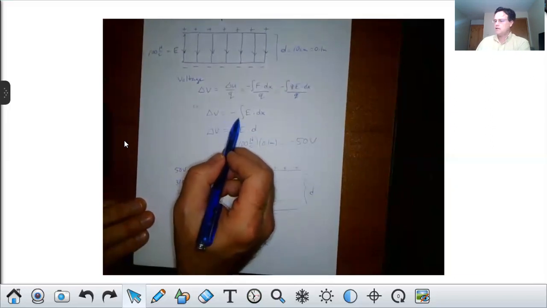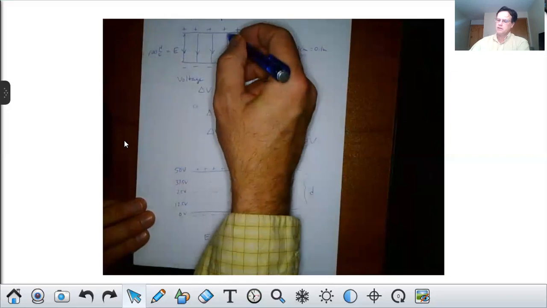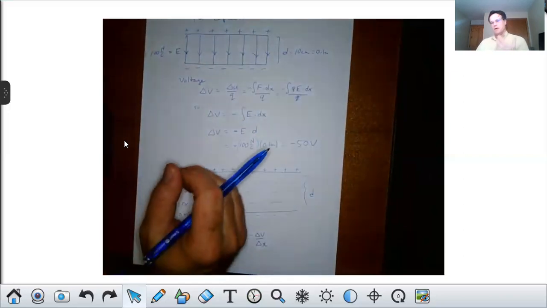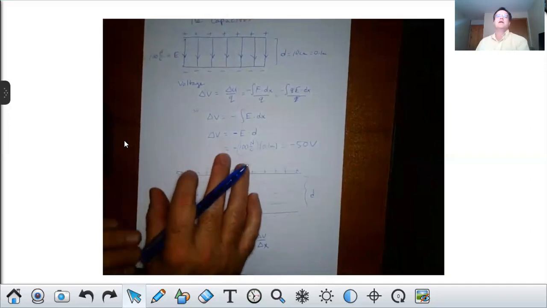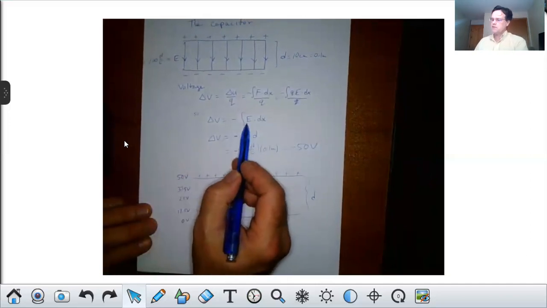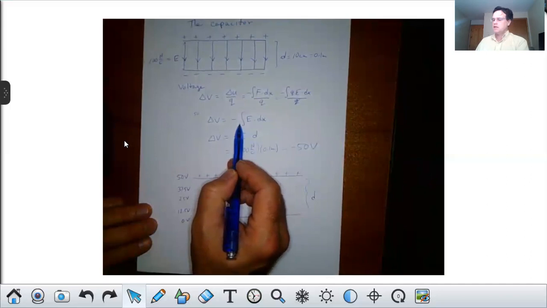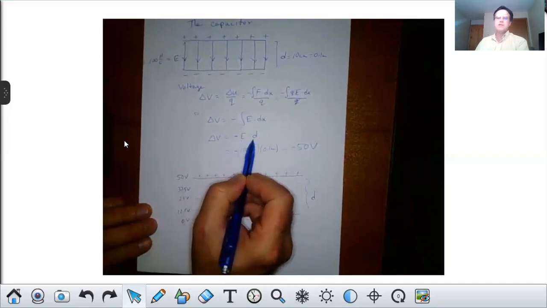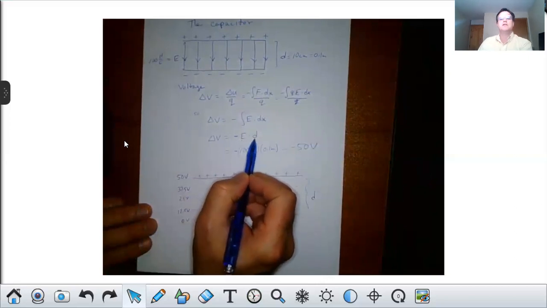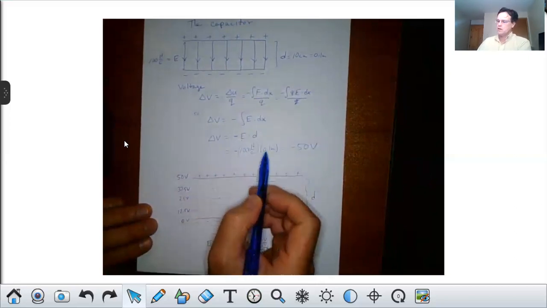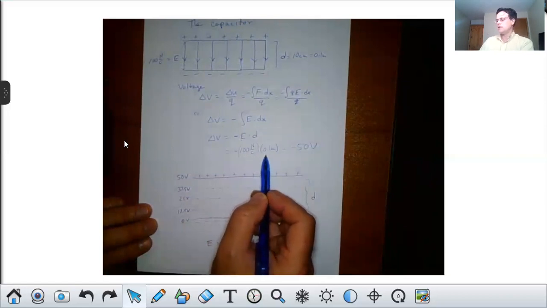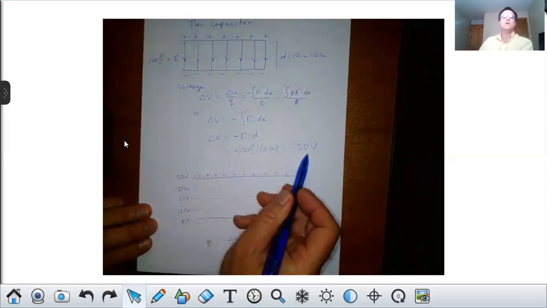Voltage is negative the integral of the electric field across the plates. Now we'll maybe talk about this integral in more detail for other situations, but for this case, the electric field is uniform. I can pull it out. And so then what I just get is the voltage is negative E times d, just the field times the distance between the plates. So plugging that in, 100 newtons per coulomb for my field, 0.1 meters for my distance, I get negative 50 volts.